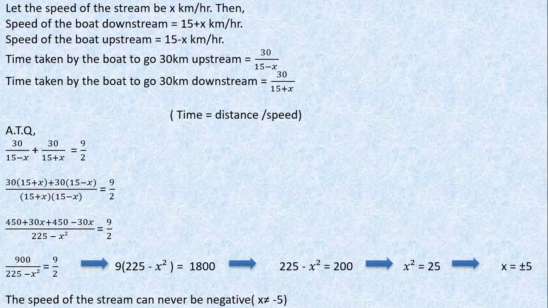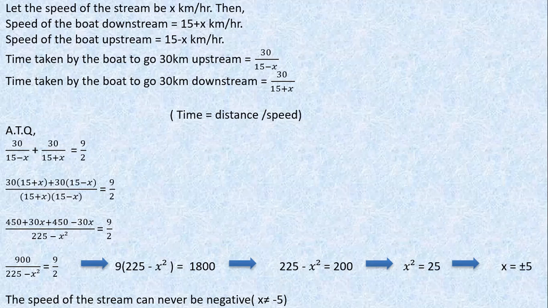Now taking 30 inside the brackets, we will get 450 plus 30x plus 450 minus 30x divided by 15 square, which is 225 minus x square, equals 9 by 2. After simplifying the numerator, we will get 450 plus 450 equals 900 divided by 225 minus x square equals 9 by 2. By cross multiplication, we get 9 into 225 minus x square equal to 900 into 2, which is 1800. So 225 minus x square equal to 1800 by 9, which is 200. So x square equal to 225 minus 200, which is 25.